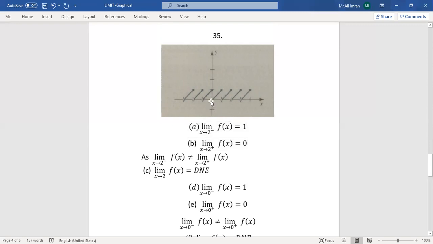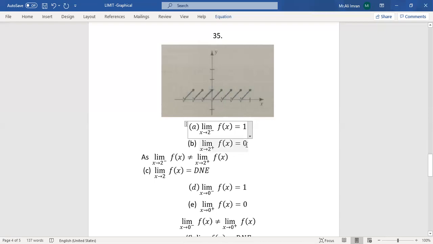At x is equal to 2, if we approach values from less than 2, this is 2. If we approach values less than 2, we have the value of the function is equal to 1. And if we approach x is equal to 2 from greater than 2, we will have the value of the function is equal to 0. On x-axis value of f of x or y is equal to 0.